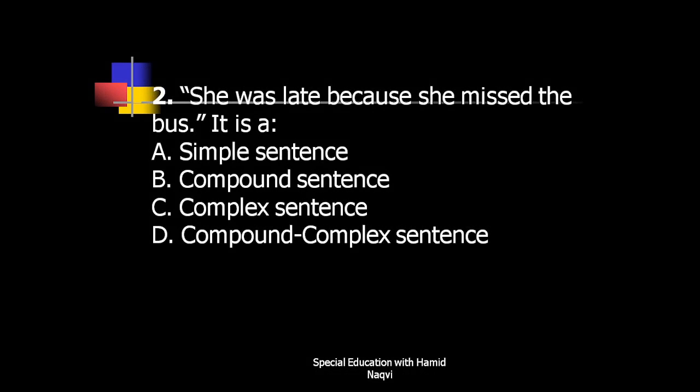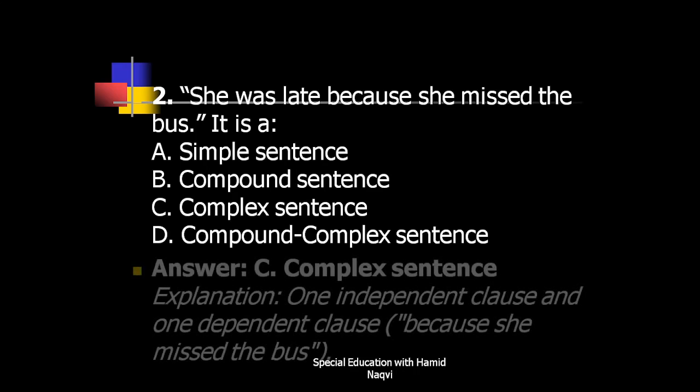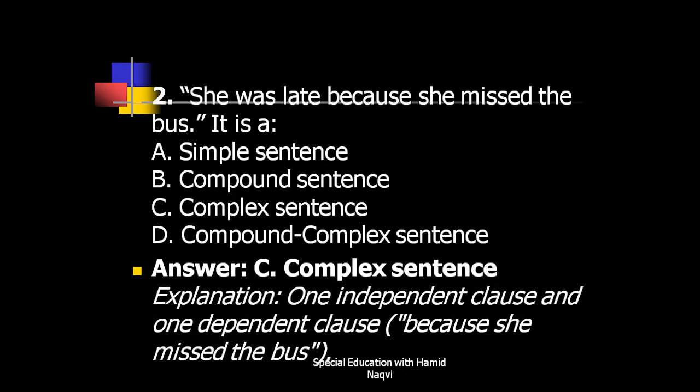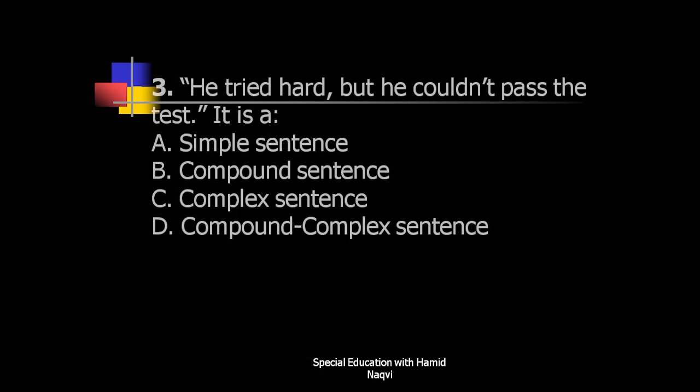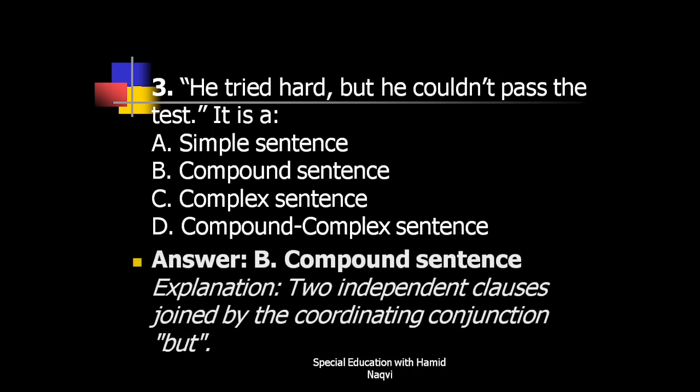She was late because she missed the bus. Which type is it? Complex sentence. Why is it a complex sentence? One independent clause and one dependent clause: because she missed the bus, that is a dependent clause. He tried hard but he couldn't pass the test. Simple, compound, complex, or compound complex? Answer: it is a compound sentence, and the reason is two independent clauses joined by the coordinating conjunction but.